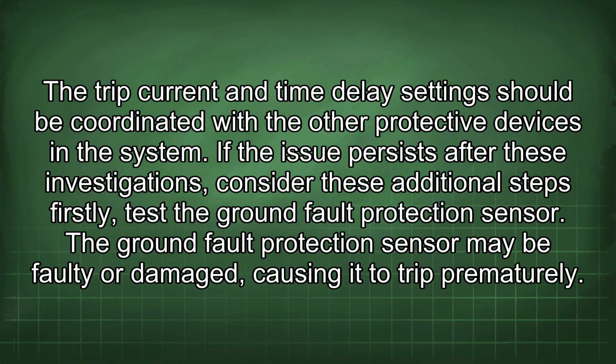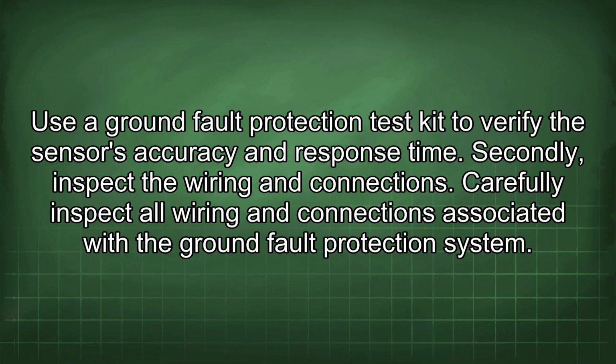Firstly, test the ground fault protection sensor. The ground fault protection sensor may be faulty or damaged, causing it to trip prematurely. Use a ground fault protection test kit to verify the sensor's accuracy and response time. Secondly, inspect the wiring and connections. Carefully inspect all wiring and connections associated with the ground fault protection system.